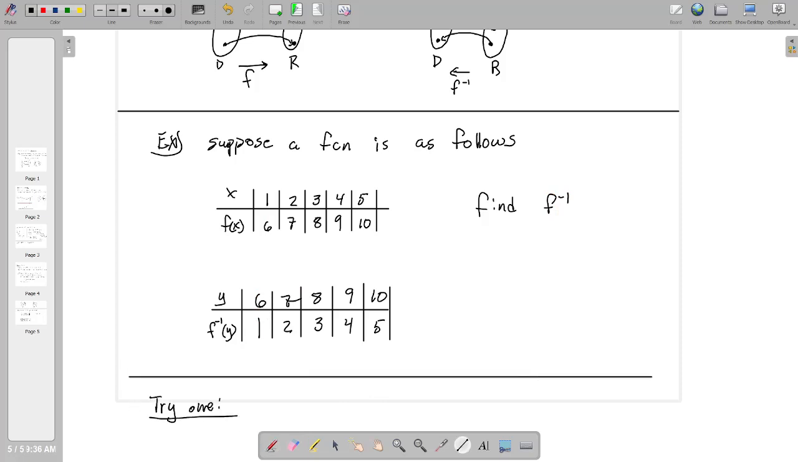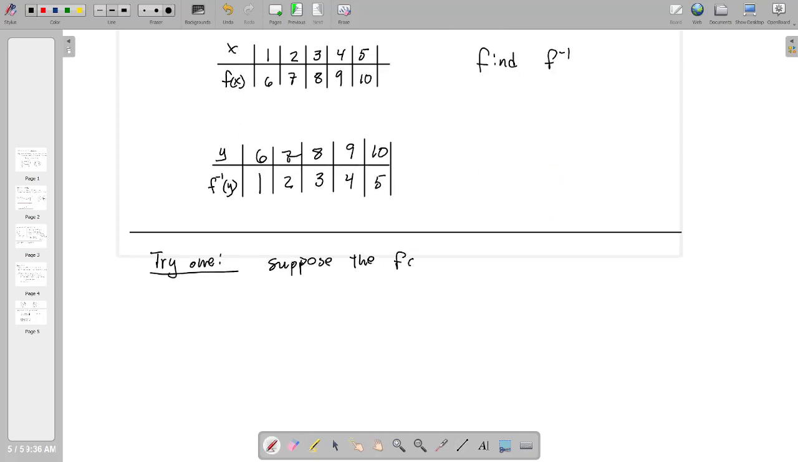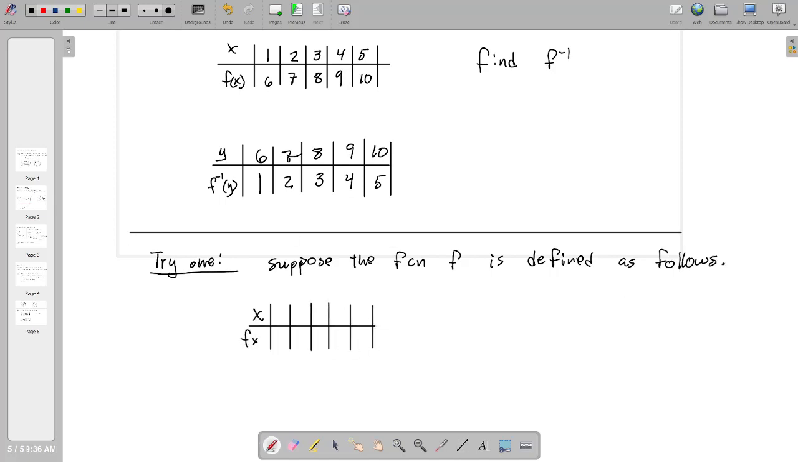I want you to try one now. Suppose the function f is defined as follows. Find f inverse of 2 and f inverse of 1. So now you're not looking for the entire function, you're just looking for f inverse of a couple of values.